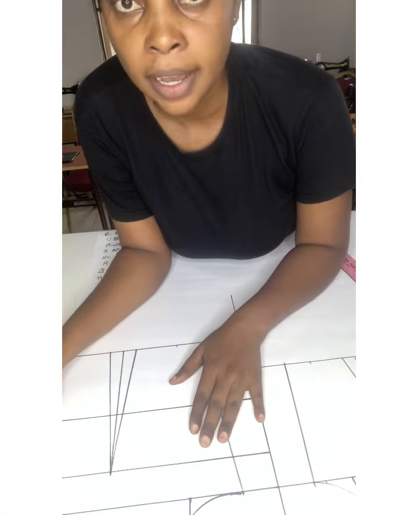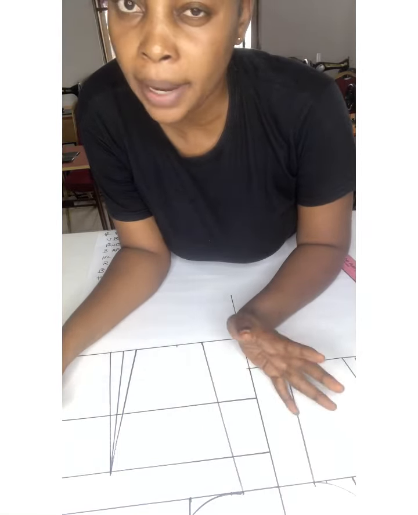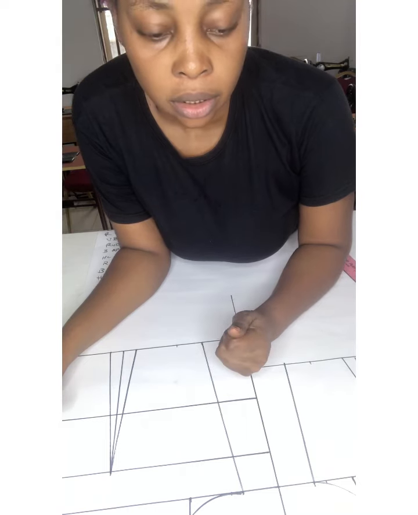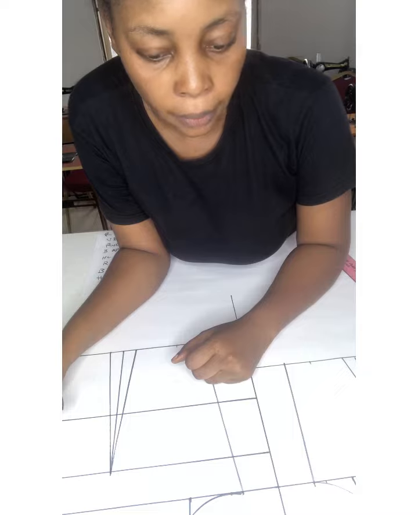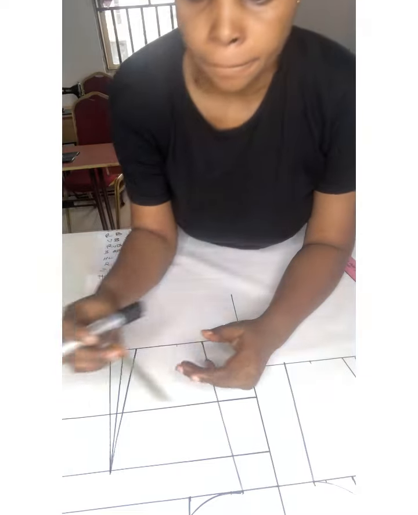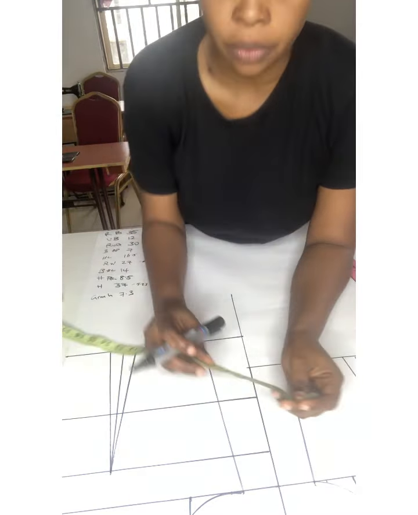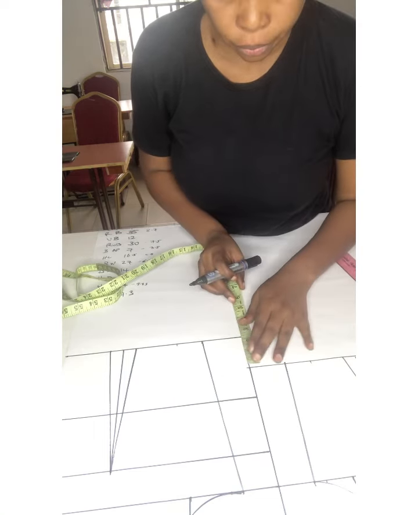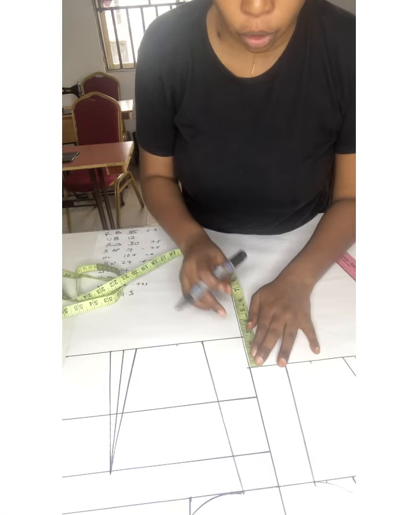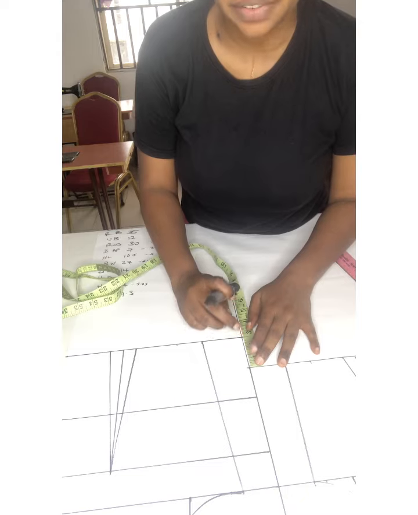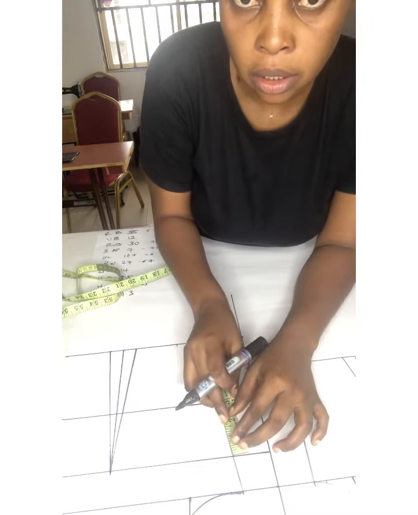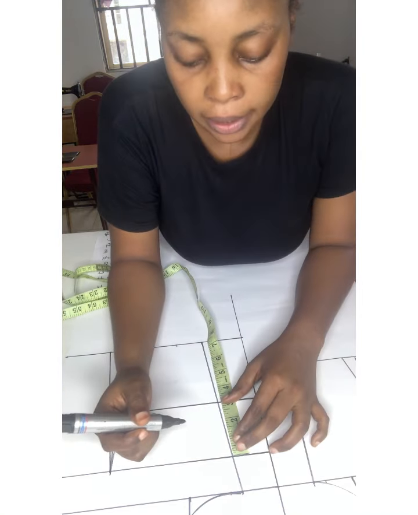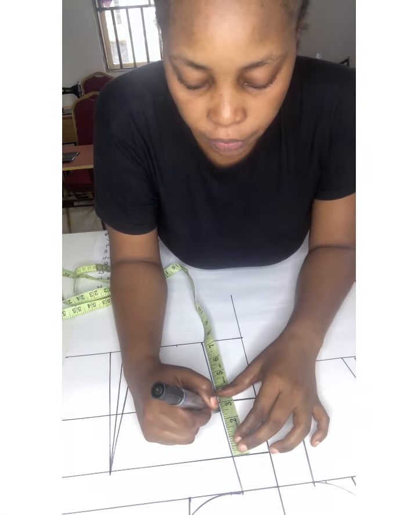Now I'll be needing the difference between my back and my front half length, knowing that our back and our front is not equal, does not match. I think I'll drop a tutorial on how to measure your client properly. Now you check what you have here. Our difference is 2.5, so I'll be bringing it down to our bust point at the side.